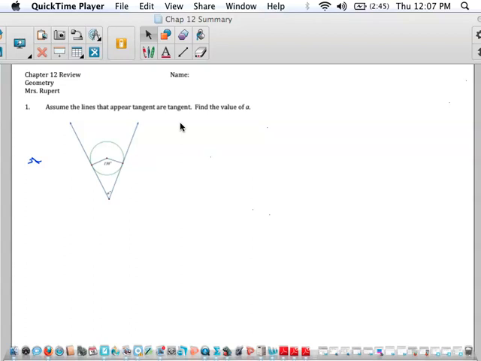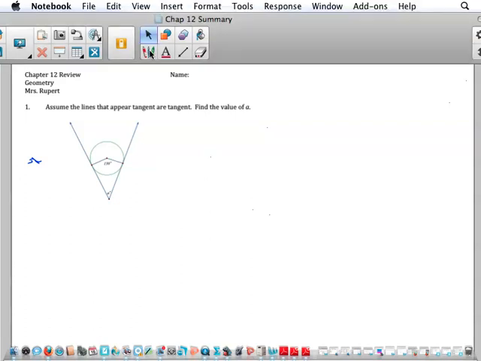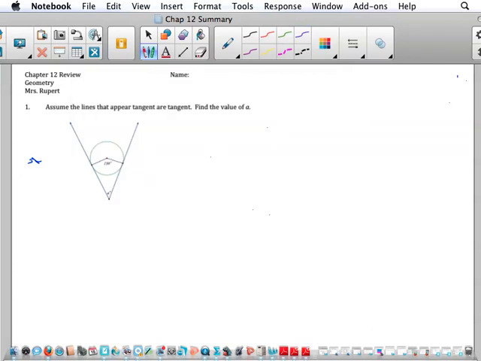Okay, let's take a look at the Chapter 12 test review. I'm sorry the font is so small, but when I try to make it larger, it becomes very blurry. So hopefully you have your review sheet in front of you, and we'll just walk through the answers using the diagrams as best we can.